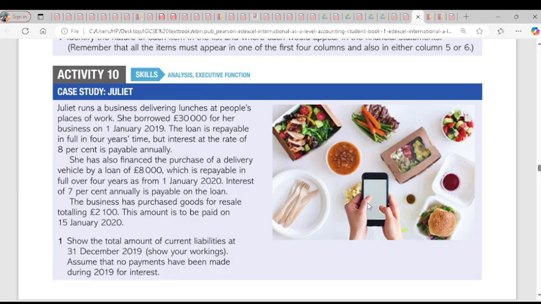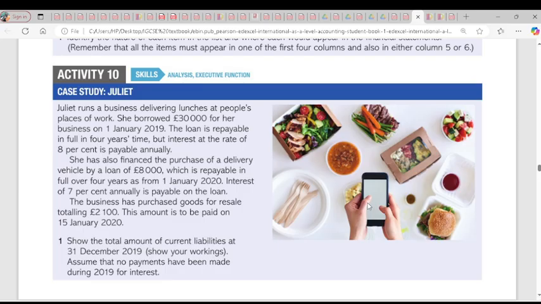So we show the total amount of current liabilities here. There's a loan of 30,000, right? But they said to assume that no payment has been made during 2019 for interest. Because no payment was made, it is an expense, but it will be seen as a current liability because it was not paid. Do you get the point? So we have 30,000, and 8% of 30,000 is 2,400. Is that clear? So that's a current liability.